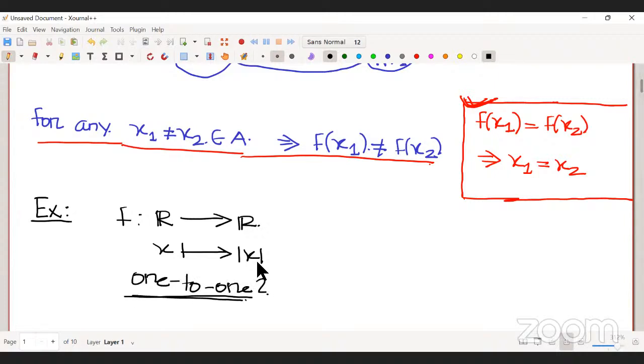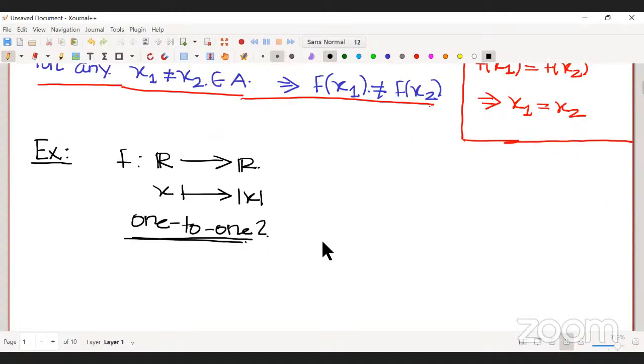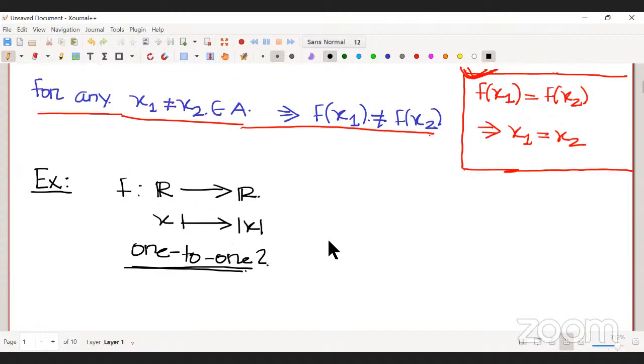So what is your answer? No, sir. Why? Mod x. So whatever the input we are giving, this will be positive. If we give -1, this will be 1. If we give 1, this will be 1. Yes, so correct. The function of x will be the same for two numbers. Correct. So it is one-to-one.